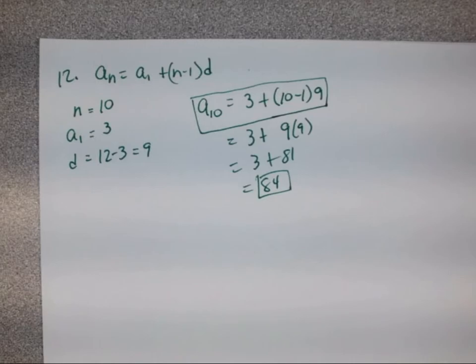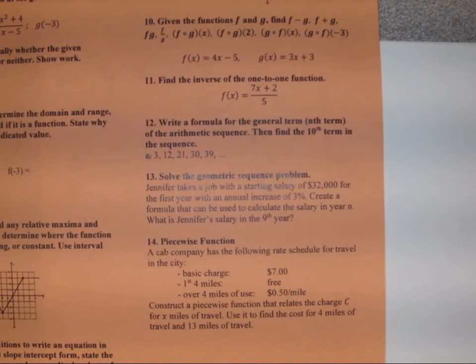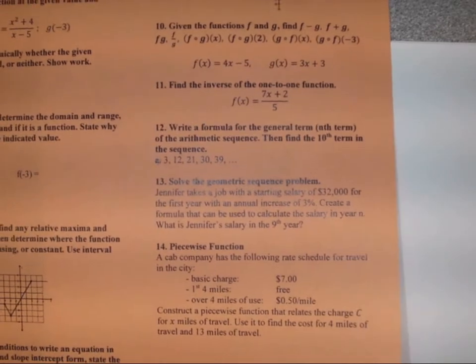All right, the next problem is number 13. Solve the geometric sequence problem. So Jennifer takes a job with a starting salary of $32,000 for the first year with an annual increase of 3%. Create a formula that can be used to calculate the salary in year N. What is Jennifer's salary in the 9th year? So you've got to create a formula again, and then you've got to figure out her salary in the 9th year.